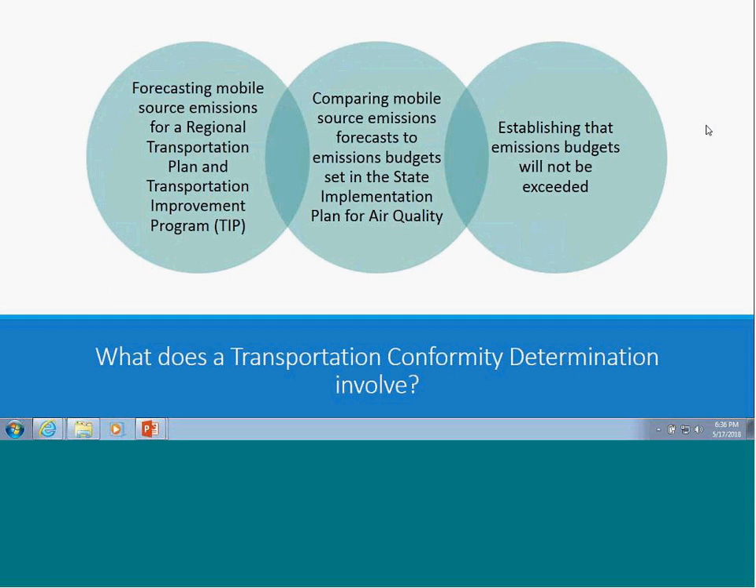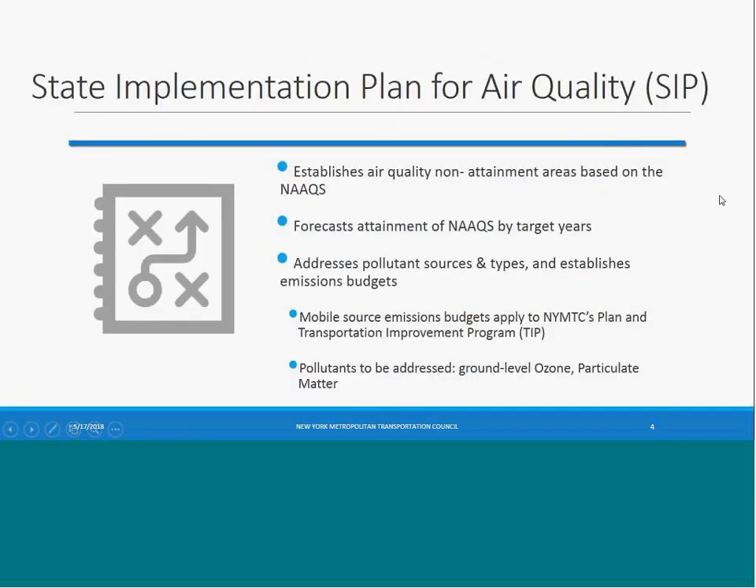The SIP is the State Implementation Plan, which basically each state must file in order to show how they will meet the National Ambient Air Quality Standards. Basically, our testing is to show that we don't exceed the budget. The SIP has established that our area, which was designated as non-attainment, it established what it will take in order for it to meet the National Ambient Air Quality Standard. It forecasts that over time in order to meet the actual attainment date of the NAAQS by target years.